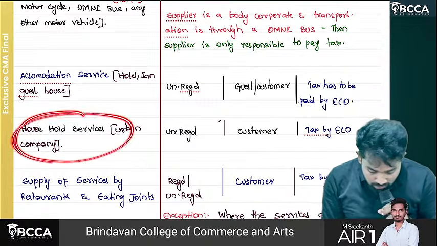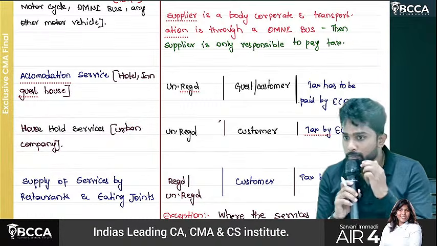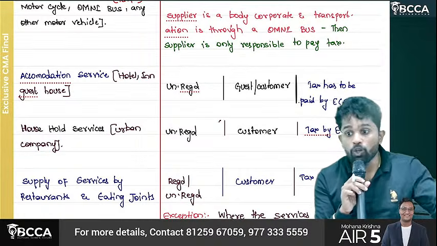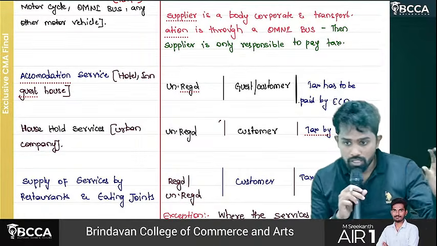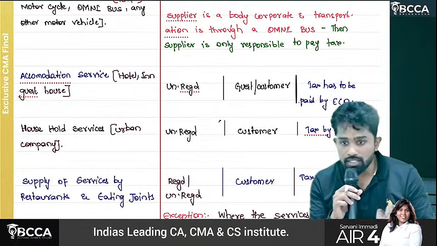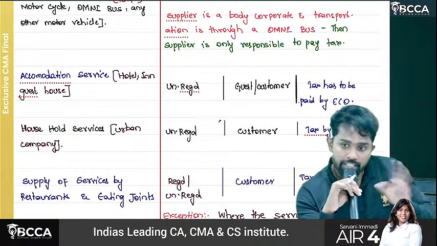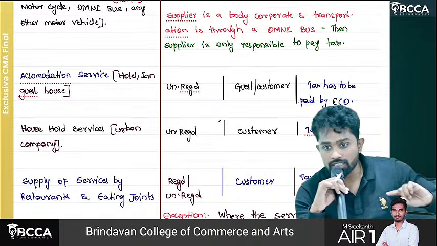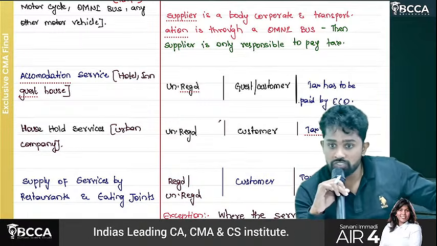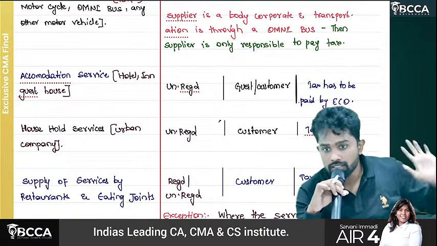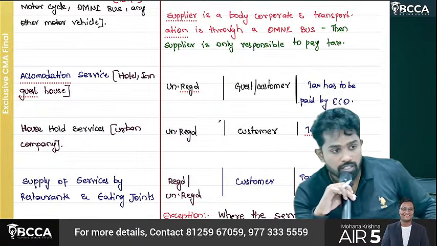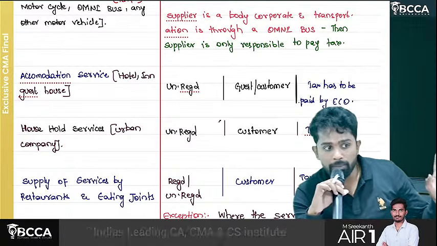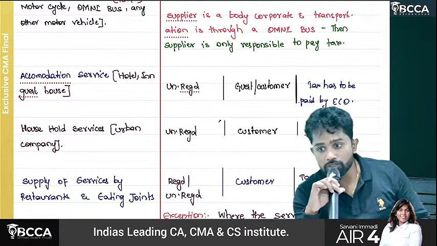Then household services like Urban Company related, plumbing services, electrician, carpentry. These kinds of household services are provided through an app called UC. Urban Company is an example for it. Then again we need to check the original service provider, that electrician, registered or unregistered. If he is registered, he will only pay. If he is unregistered, then ECO has to pay the GST. For household services provided through ECO, if the original supplier is registered, he will only pay. If he is unregistered, then ECO has to pay the taxes.